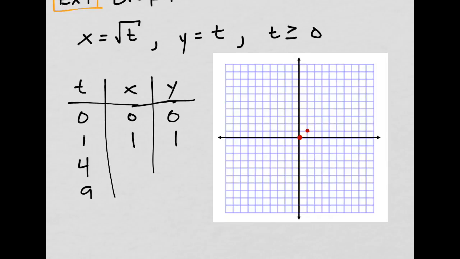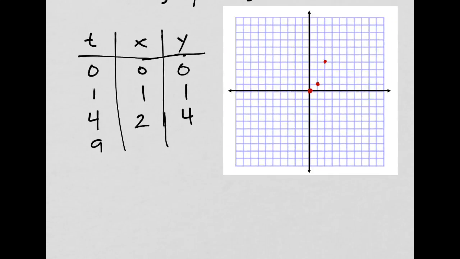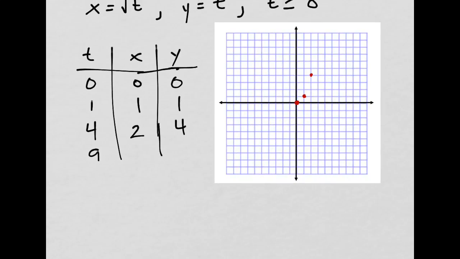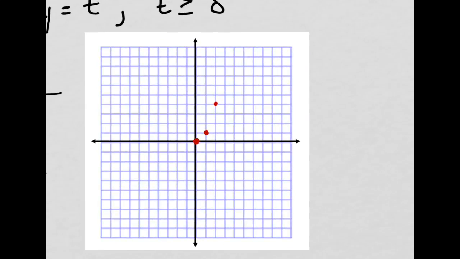And then plug in 4, and I get 2 for x and 4 for y. So 2 comma 4. 1, 2, 3, 4. Plug in the 9, and I get 3 and 9. So I go out to 3, and I go up 9. I don't know if that's 9 or not, but 1, 2, 3, 4, 5, 6, 7, 8, 9. Yep.